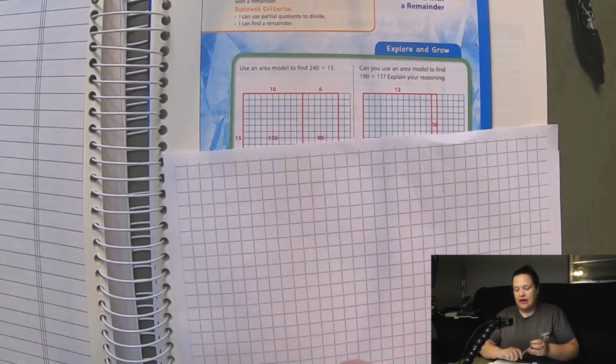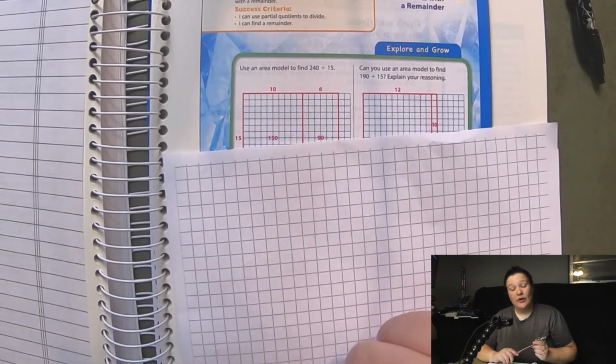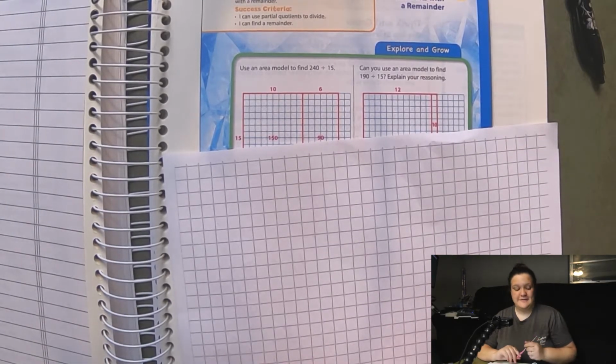Today we're going to be doing lesson 6.6, which is using partial quotients, which is what we did in the last lesson, but this time our division problems may have a remainder. Alright, so we're going to create an area model for these two problems here in our Explore and Grow. It says use an area model to find 240 divided by 15.